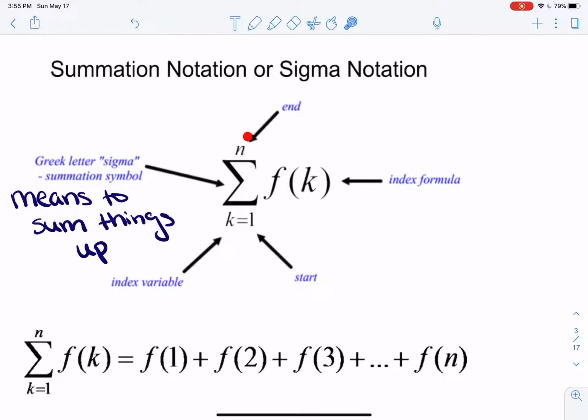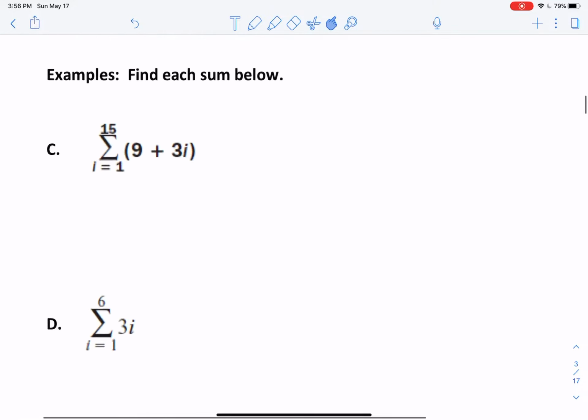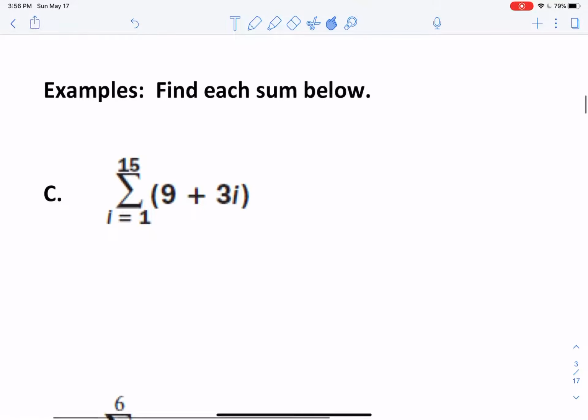This top part here is like the end, how many terms we have. Our index variable, it's like where we start with the terms, and then we have our formula. So again, I'm going to make this as easy as I possibly can. So stick with me here. Let's just start with an example. So it says find each sum below.